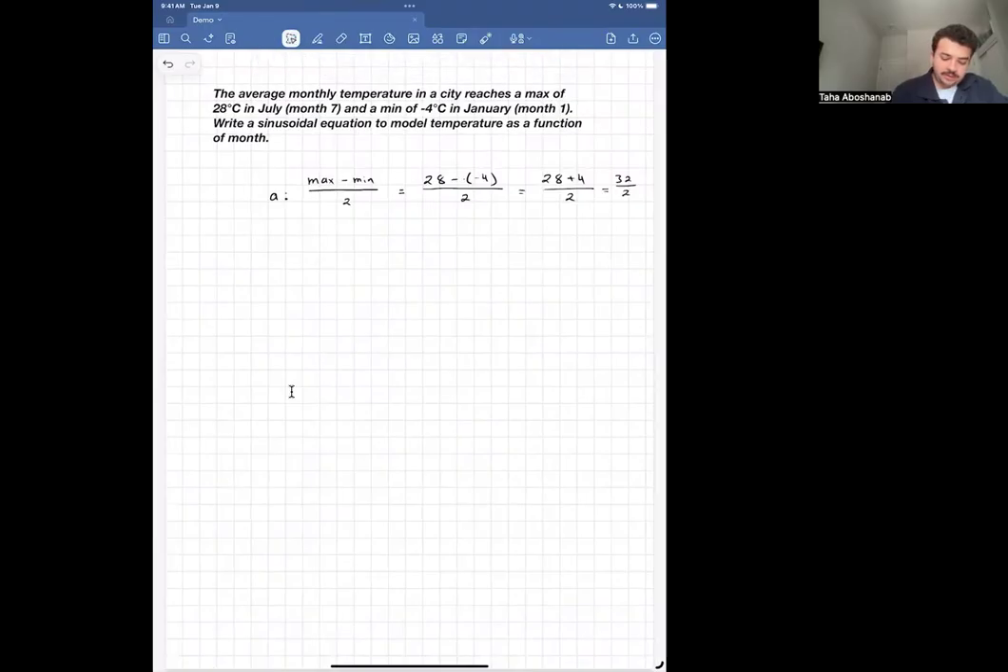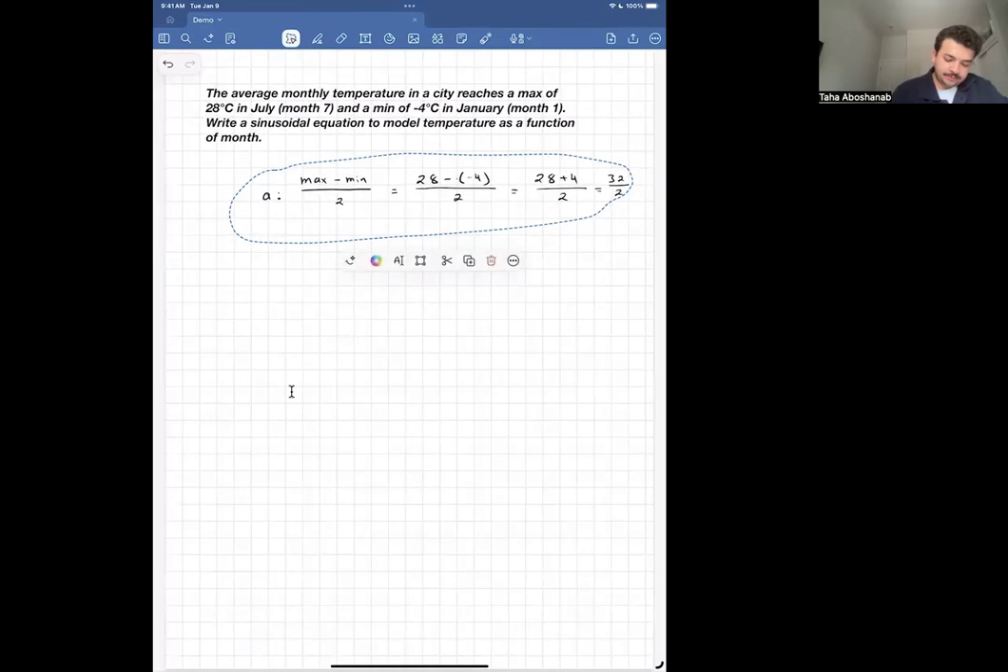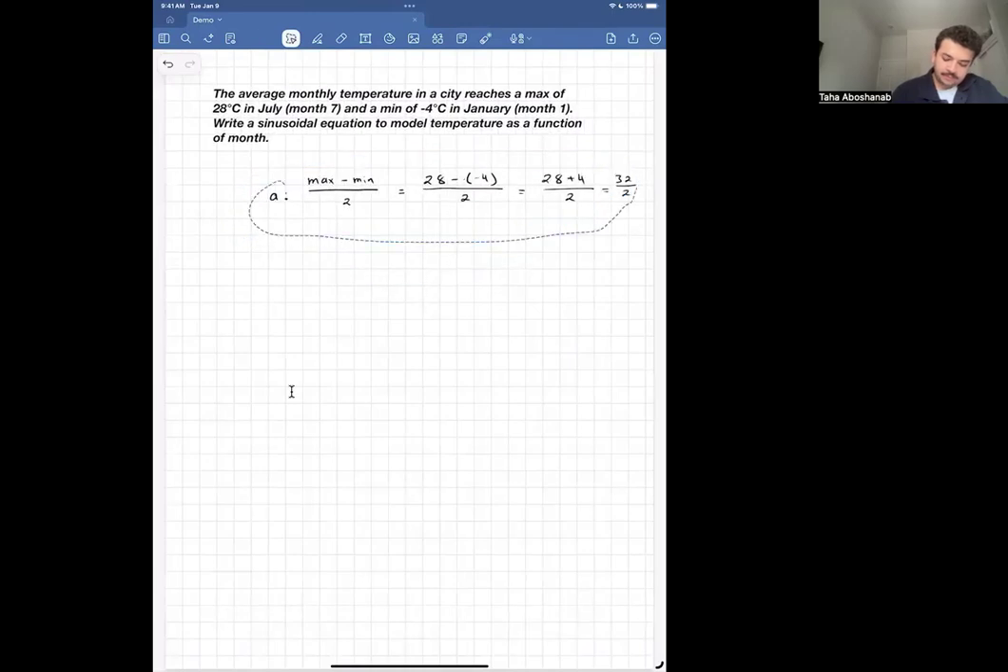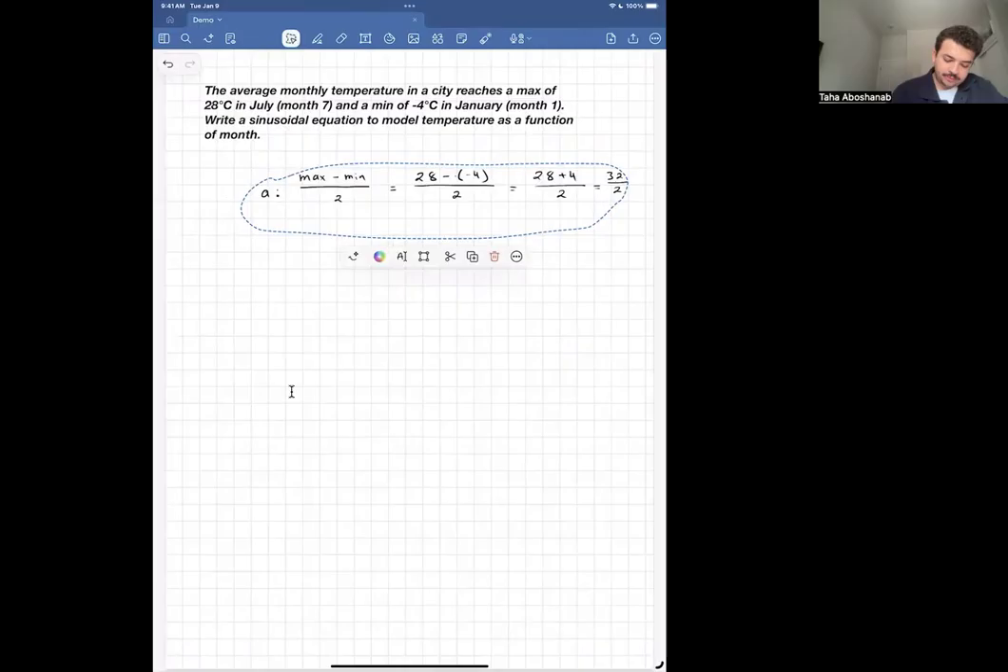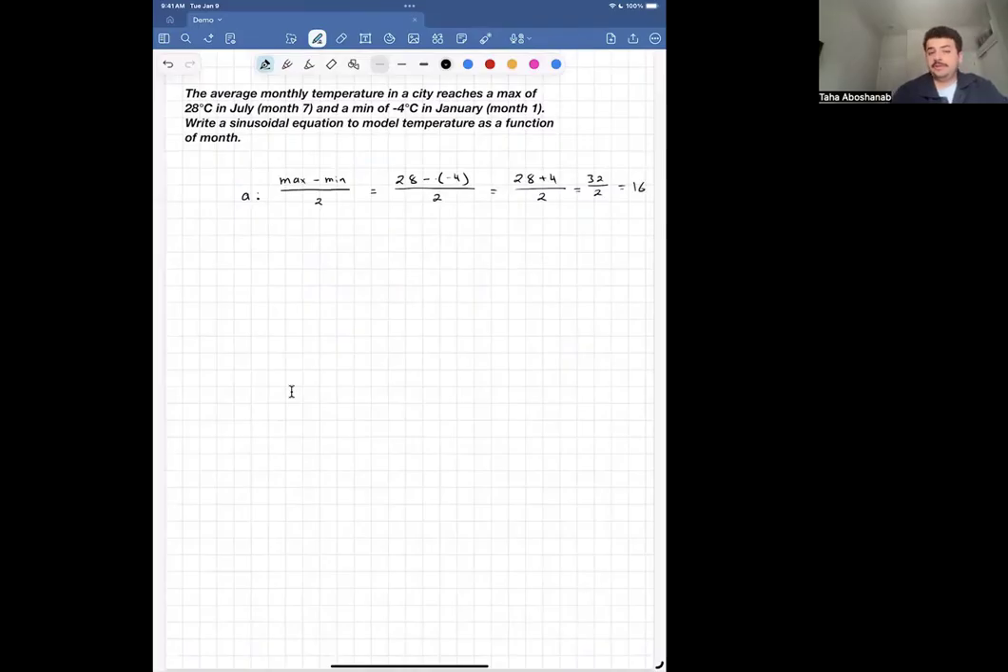which would be 16. That's our amplitude in this case.